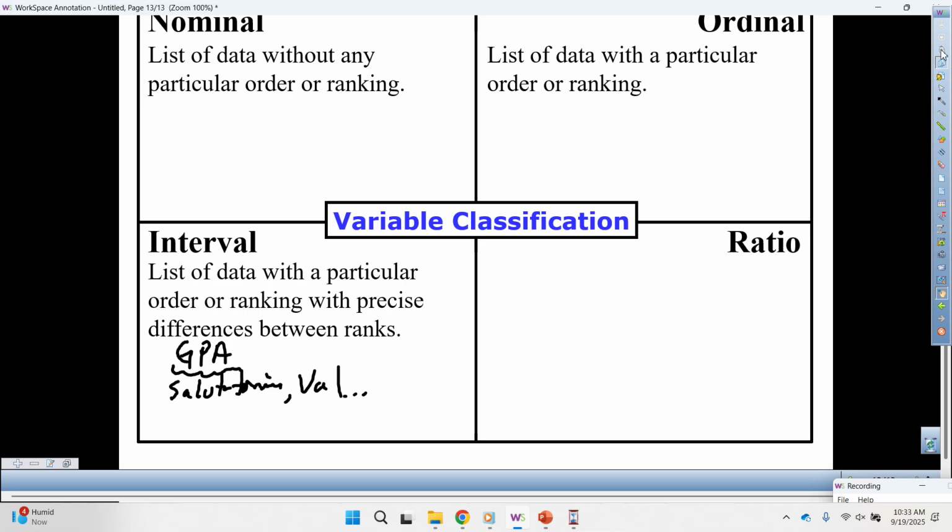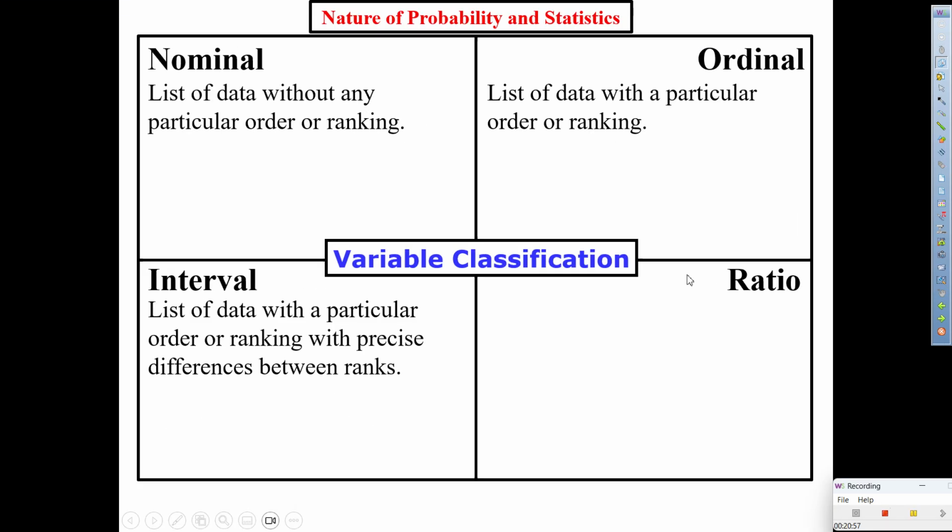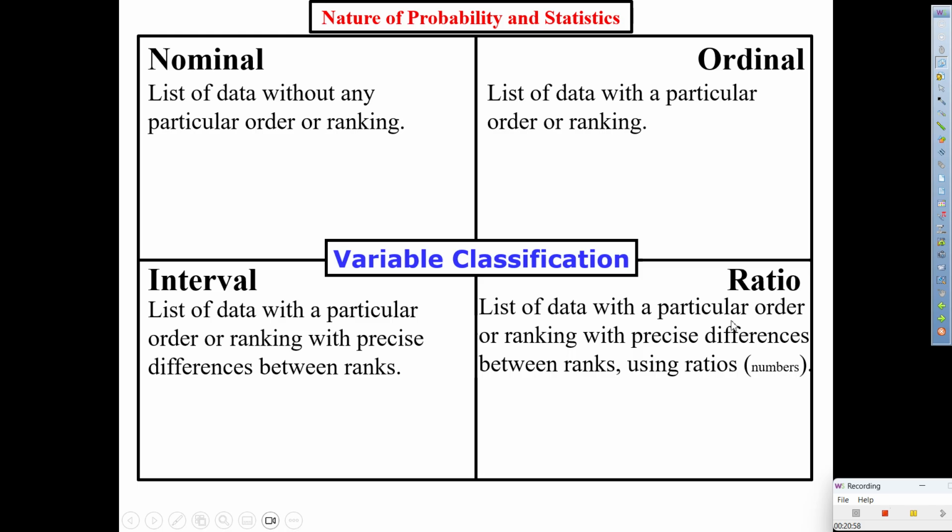All right. Go to the last one. List of data with particular order or ranking, precise differences in ranks. However, this one we use ratios and numbers. Ratios and numbers, or in other words, where we can create fractions out of it.